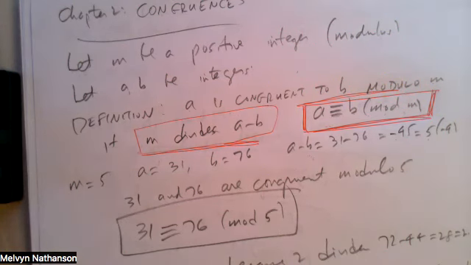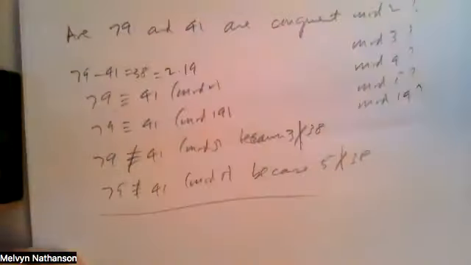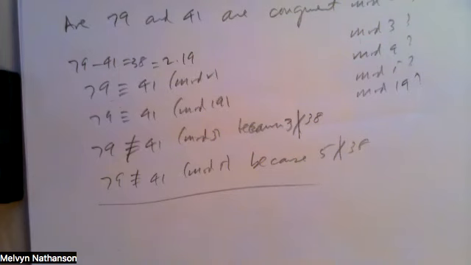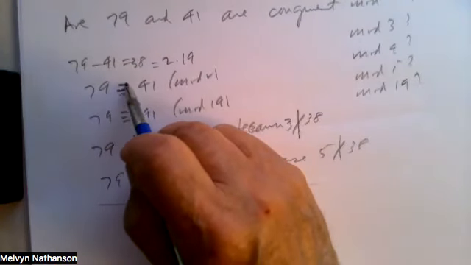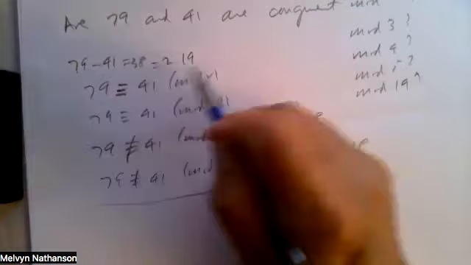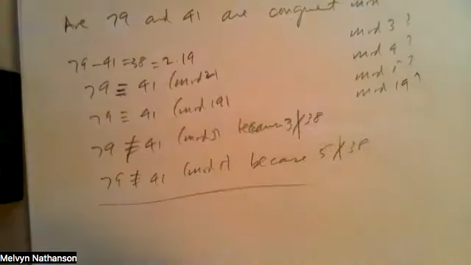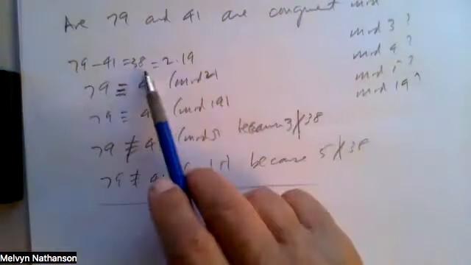Can I see the other page? Is that 79 equals 41 mod 2? This is not equal. You read this as congruent. 79 is congruent to 41 mod 2, because the difference is divisible by 2. The difference of those 2 numbers is 38.